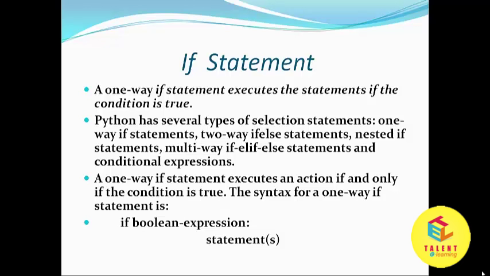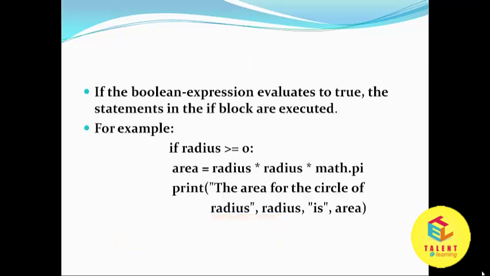The syntax for a one-way if statement is: if, a boolean expression, then write the statement. If the boolean expression evaluates to true, the statements in the if block are executed. For example, if radius greater than or equal to 0, then area is equal to radius times math.pi, and then print the area of the circle and the radius.